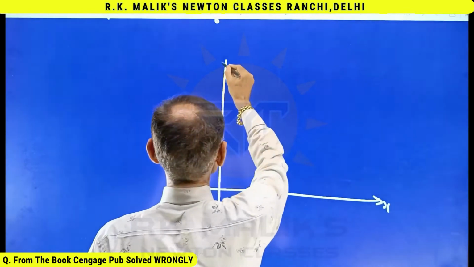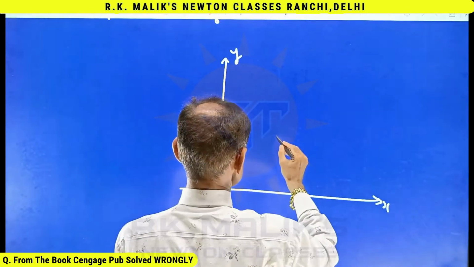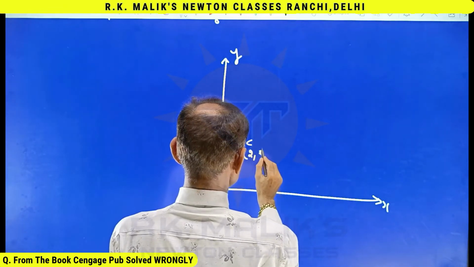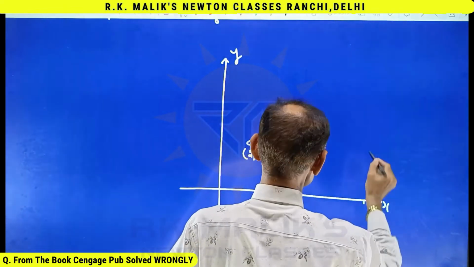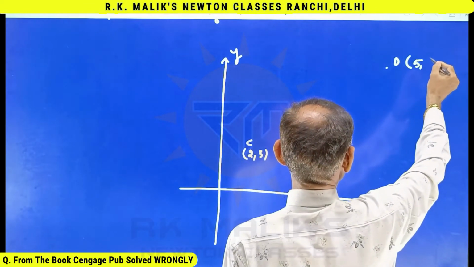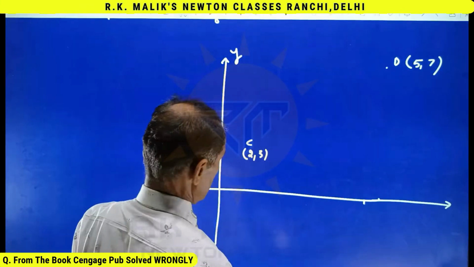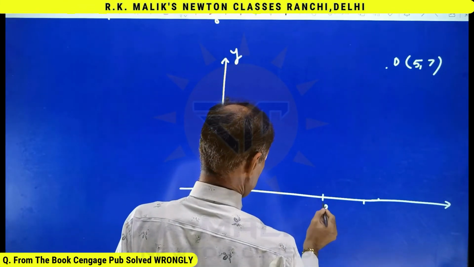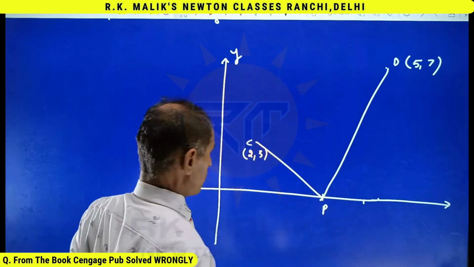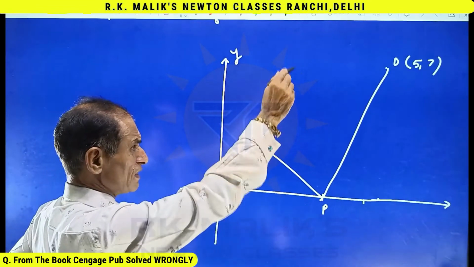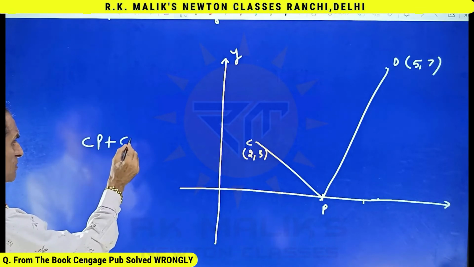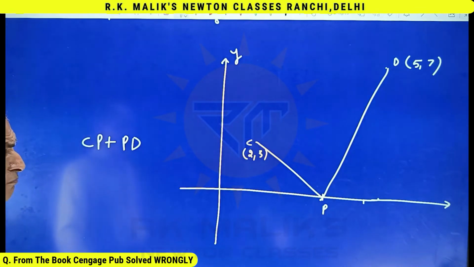Suppose this is the x-axis, y-axis, this is a point C having coordinates say 2, 3. This is a point D having coordinate 5, 7. And you have to find a point P on the x-axis such that CP plus PD is minimum. That is, CP plus PD I want to be minimum.